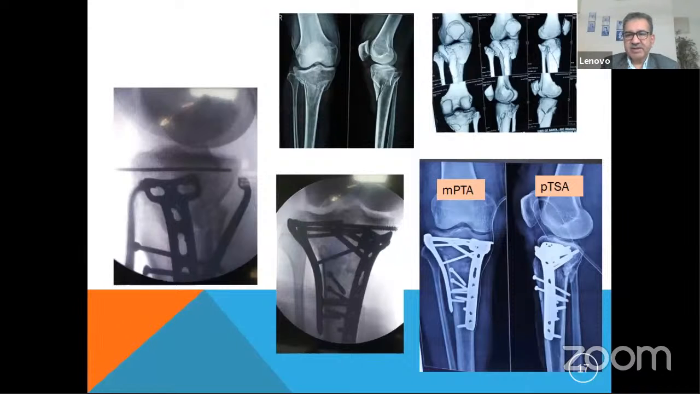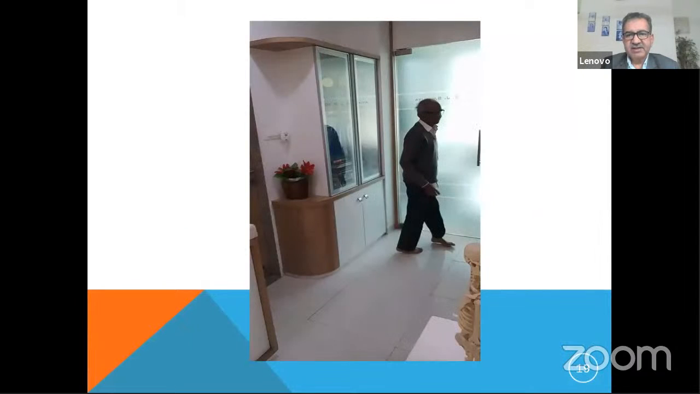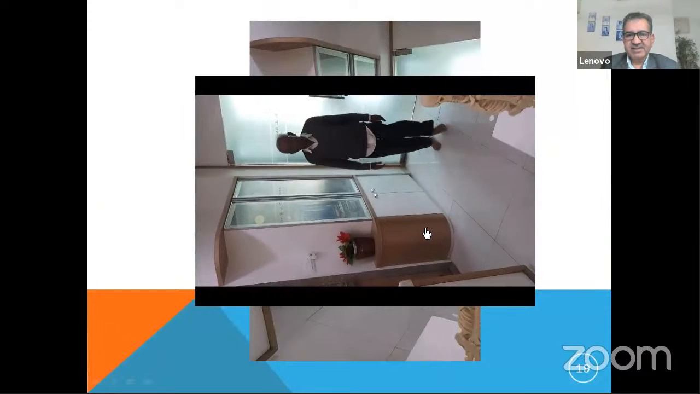And always you compare the medial plateau tibial angle and the posterior tibial slope, and it is normal here. So this is a beautiful healing. You can see the result, and that's the video. You can see the patient is walking nicely.